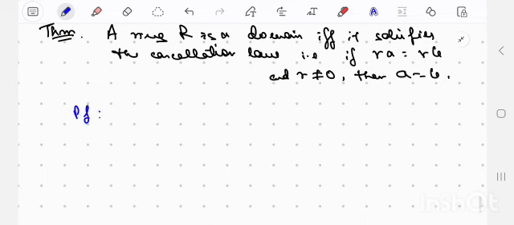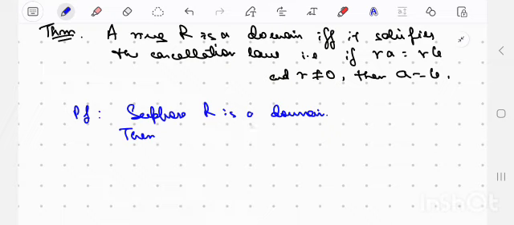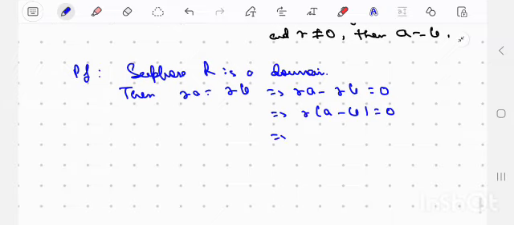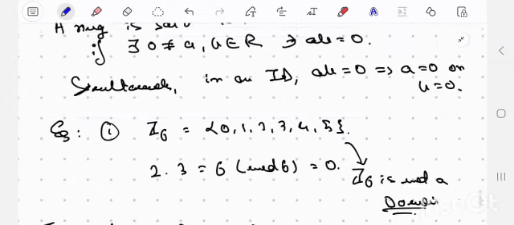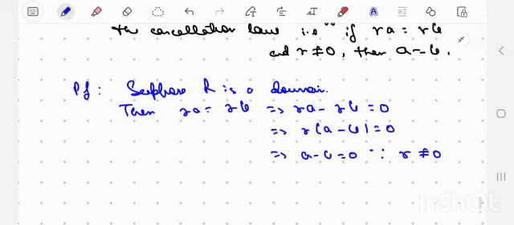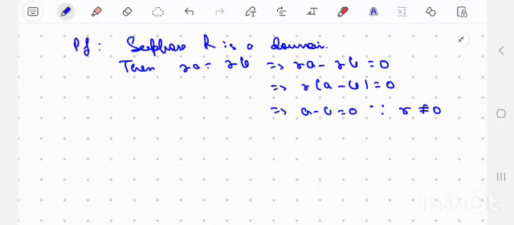Proof. Suppose R is a domain. Then RA equals RB implies RA minus RB is equal to 0, which implies R times (A minus B) equals 0 by distribution, which implies A minus B is equal to 0 since R is non-zero, because it's a domain. However we define domain, if the product of two elements is 0, then one of them must be 0. So since R is non-zero, A minus B should be 0. So this implies A must be equal to B.